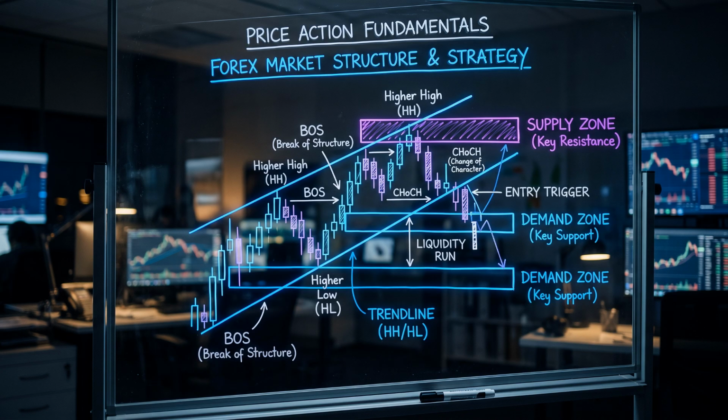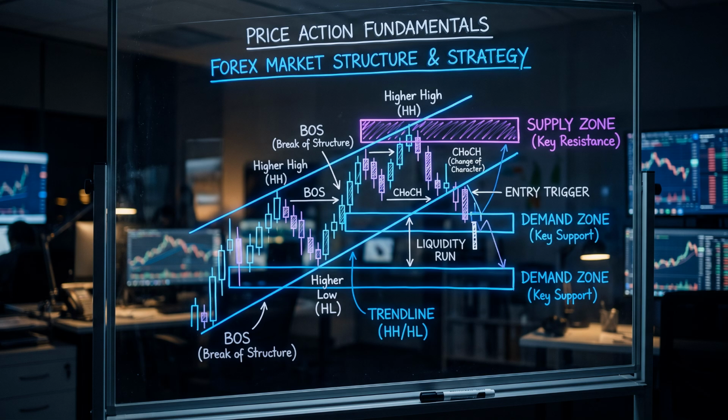Specifically focusing on market structure and strategy during a Forex uptrend. The foundation of this upward movement is characterized by the price consistently forming higher highs, HH, and higher lows, HL, which are visually supported by an upward-sloping blue trend line.